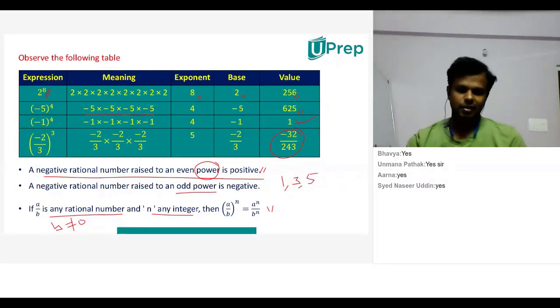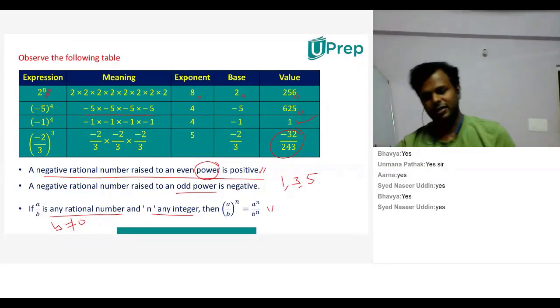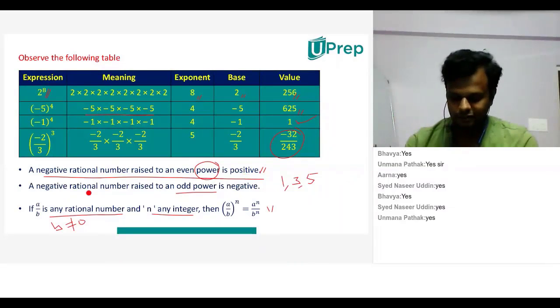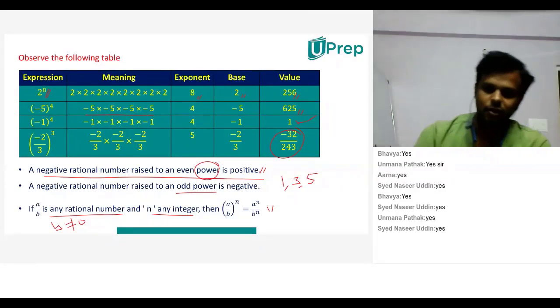Children, are we clear till here? Please type a yes in the chat box. Great. So the important point is, if a negative rational number is raised to an even power, it is positive. If a negative rational number is raised to an odd power, it is negative. Okay, children, we are moving on.